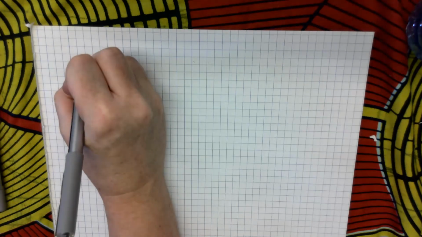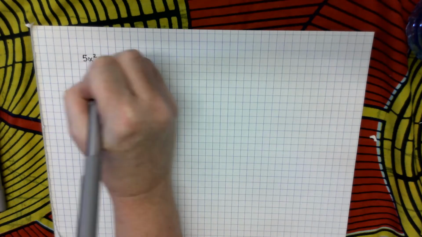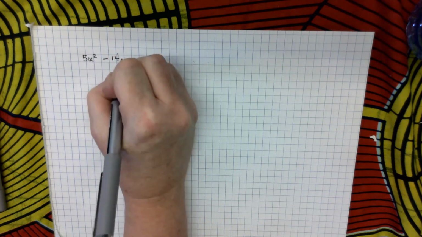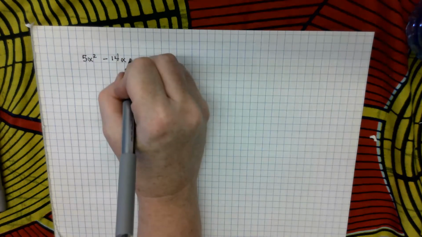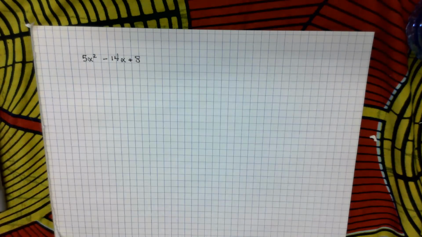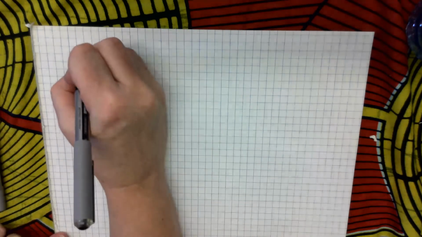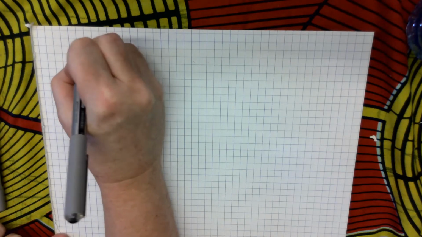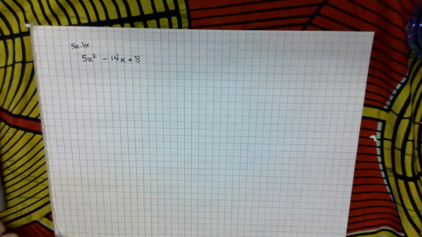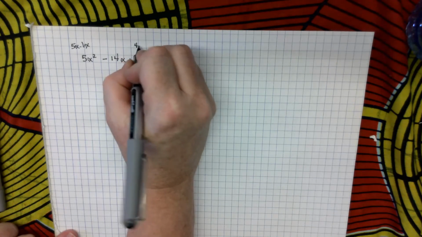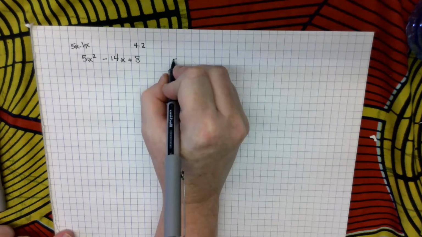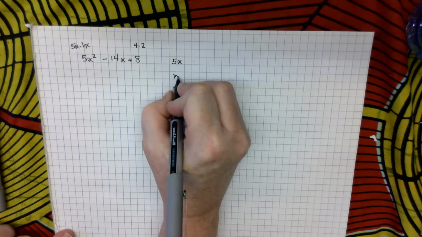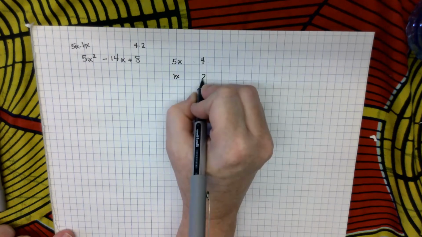I'm going to do, say, h. So 5x squared minus 14x plus 8. So let's give this one a try. So 5 is 5x times 1x, and feel free to pause me and then try it yourself and come back and see if it's correct. And so 8. So let's try 4 and 2. Okay, so I have 5x and 1x and 4 and 2.